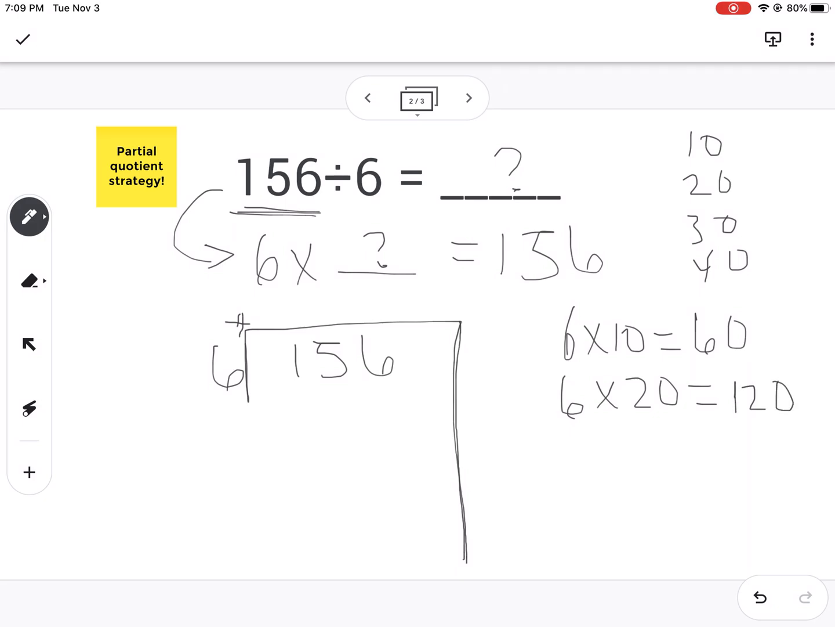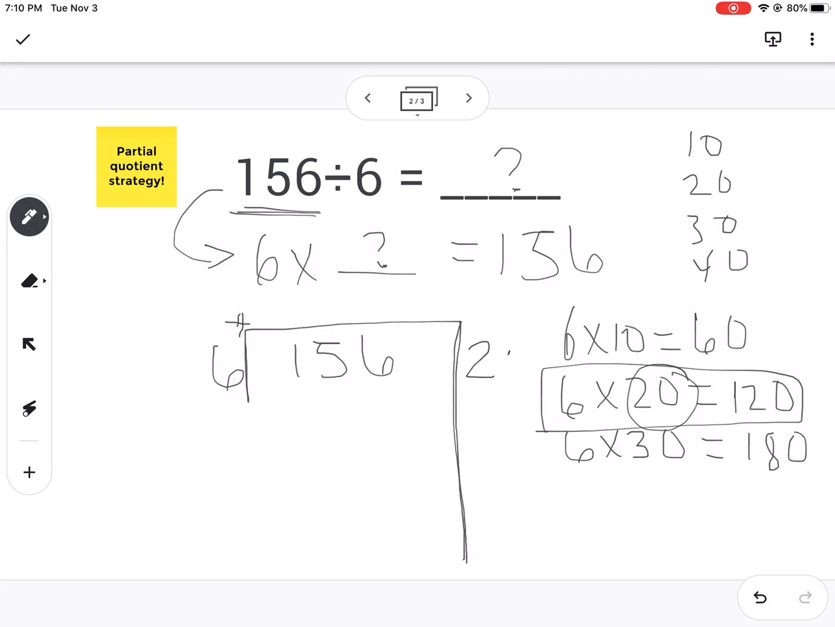I'm trying to get as close as I can to 156, so I'm going to try again. 6 times 30, which is 6 times 3, that's 180. I have to stop because 180 is more than 156, so I cannot use that. 120 is my closest one, so I'm going to use the 20. This 20 I'm going to put right here, and I'm going to put the answer 120 right here.